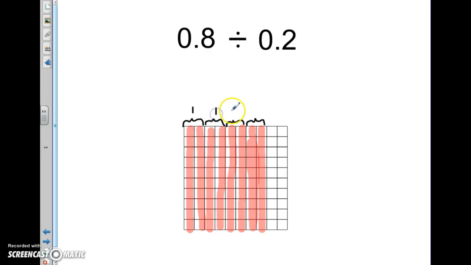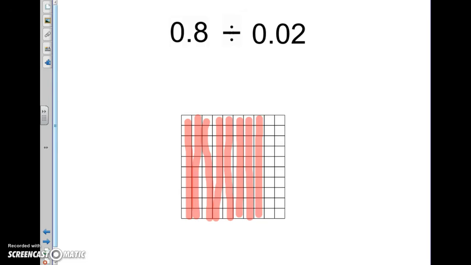So as we can see, each one of these is one group. Remember the question is, how many groups of 2/10 are there in 8/10? And you can see right here that there are 4 groups of 2/10 in 8/10. So the quotient for 8/10 divided by 2/10 would be 4.